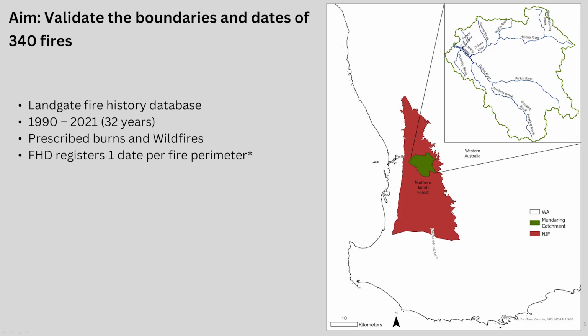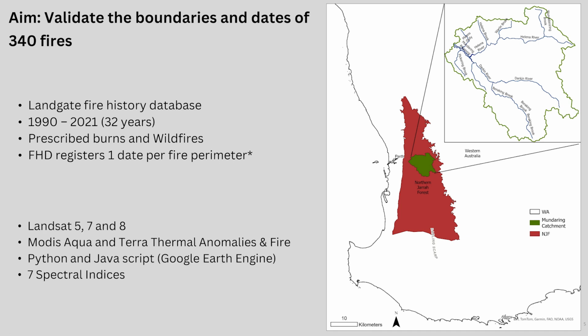And I would like to emphasize that every fire perimeter, which in the fire database is given as a polygon, like a vector, contains one date per perimeter, which demonstrates that the fire event happened on that particular date. But it does not discriminate whether it was the first date of the fire, the date of the highest fire intensity, or the end of the fire.